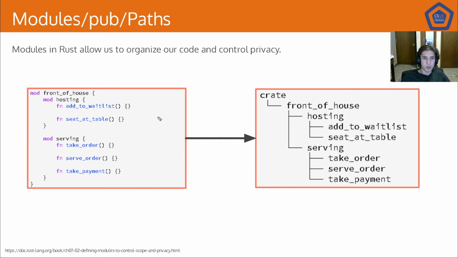Anyway, when we look at the tree of this, this is what we have. So at the heart of everything is the crate package. And then we have front of house, which is here. We have hosting, serving. These each have their own functions within. These don't have to be functions. This could be a struct, an enum, many things, almost anything, right? Anything that you can put in a file, really.